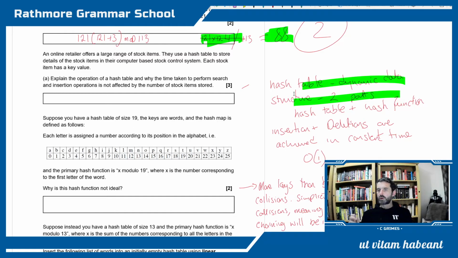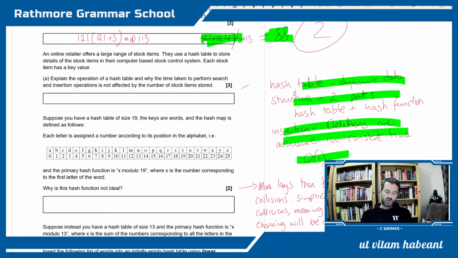And then what about the insertions and deletions? They're achieved in constant time, O(1). So we had a mark point that there are 2 parts to the hash table, the function and the actual hash table, and the constant time access for insertions and deletions. Or if you explained how a key will hash to a unique address given constant time access.